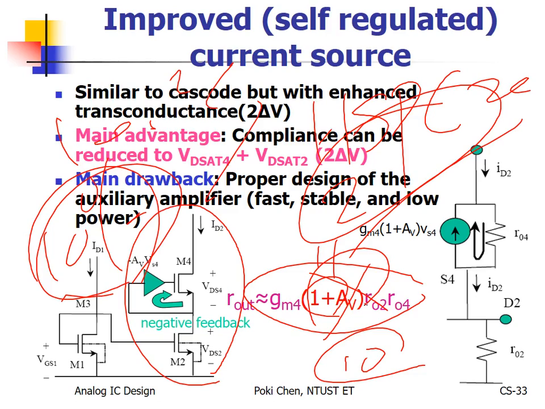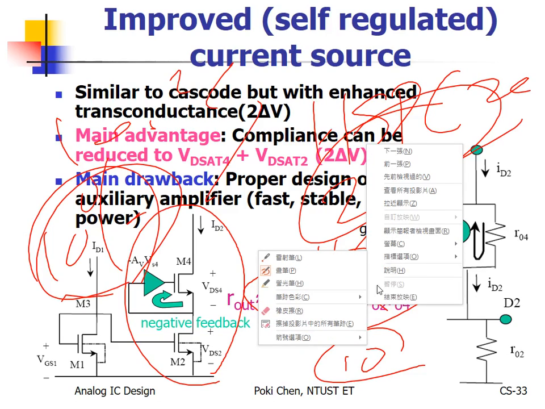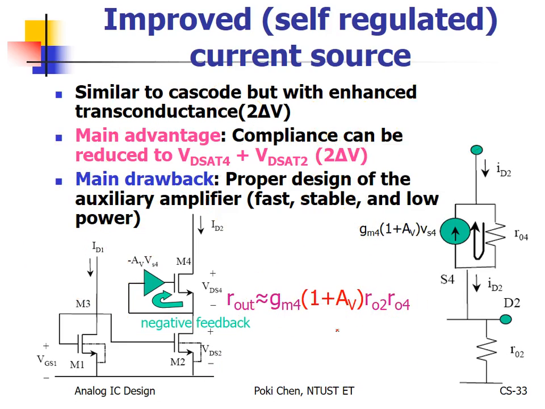Are you happy? So, in this way, in theory, you don't need to sacrifice your headroom. You have delta V here, in theory delta V there. Congratulations, the headroom is 2 delta V. Right? But what is the price you need to pay? More area, more power consumption. But this is not the only price you need to pay.